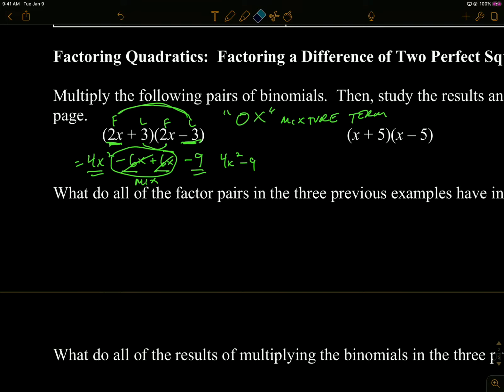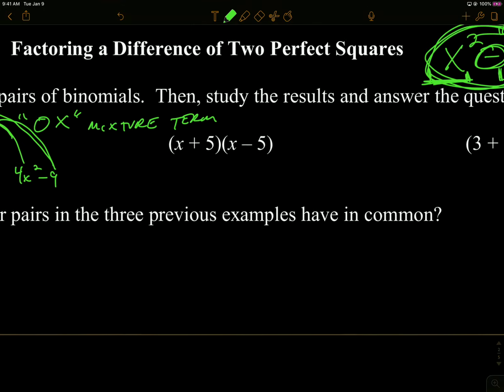What there is to notice here for this shortcut is that if these are perfect squares, the first term in each is the same, and it's always the square root of 4x squared. The square root of 4 is 2. The square root of x squared is x. The square root of 9 is 3, so that's the last terms. And there is no middle term because the signs are opposite. Okay? So let's look at the next one.